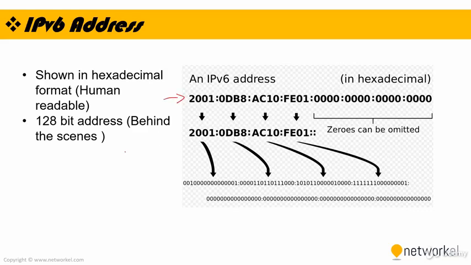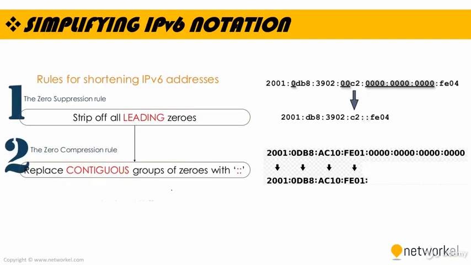In hexadecimal format, you can use 0 to 9, and then A, B, C, D, E, and F. We can also simplify the IP version 6 notation. We have two rules for this. The first one is the zero suppression rule: strip off all leading zeros. If I have a leading zero in my IP version 6 address, I can strip it off.